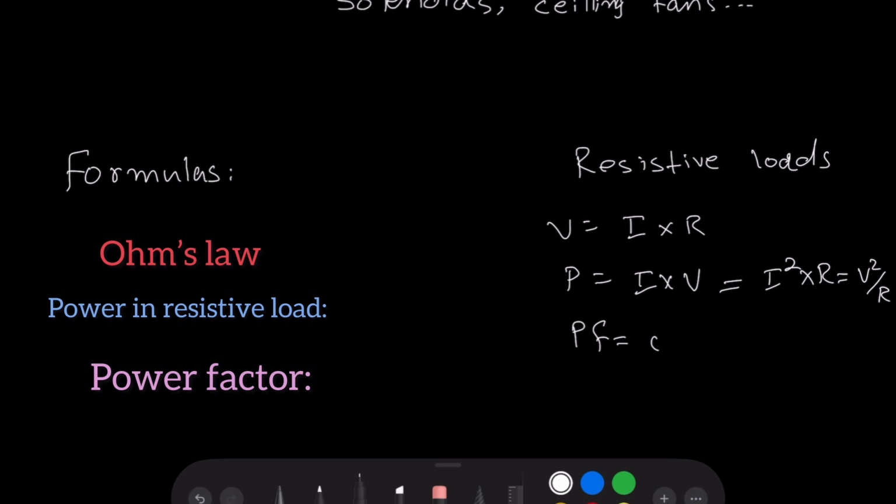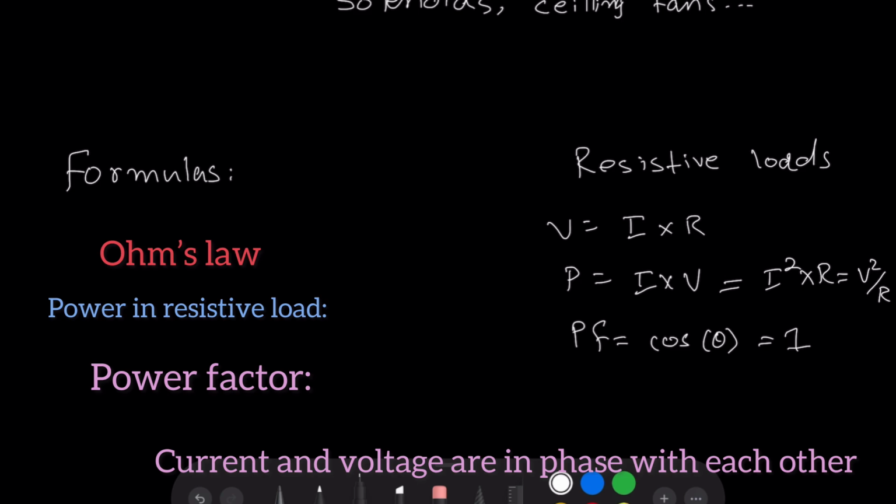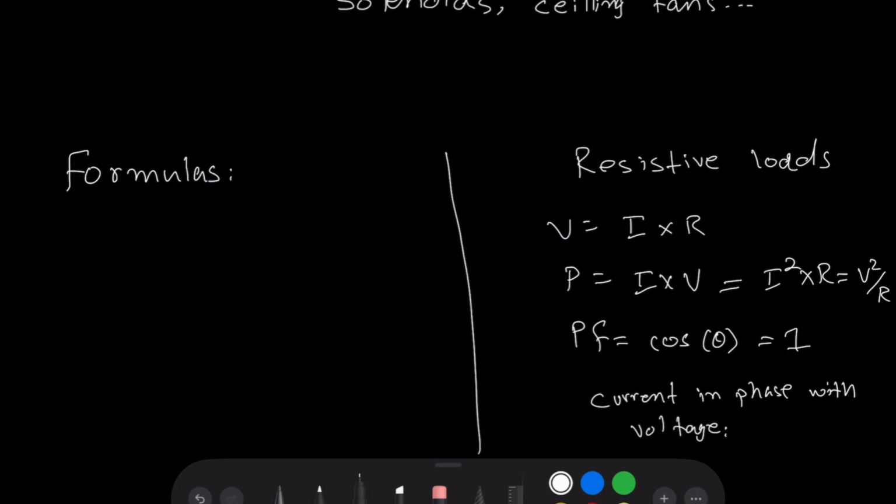The power factor, or PF, was equal to cosine of theta, which is equal to 1. That means current and voltage are in phase with each other. So that was resistive load.